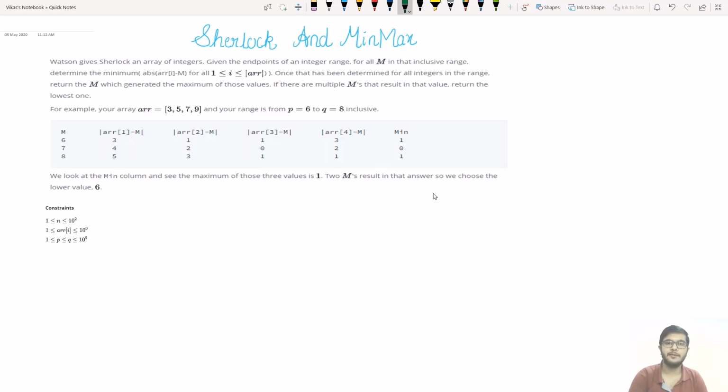So today we are discussing one more interesting question of HackerRank, that is Sherlock and MiniMax. So let me just explain the question. In the question, Watson gives Sherlock an array of integers.